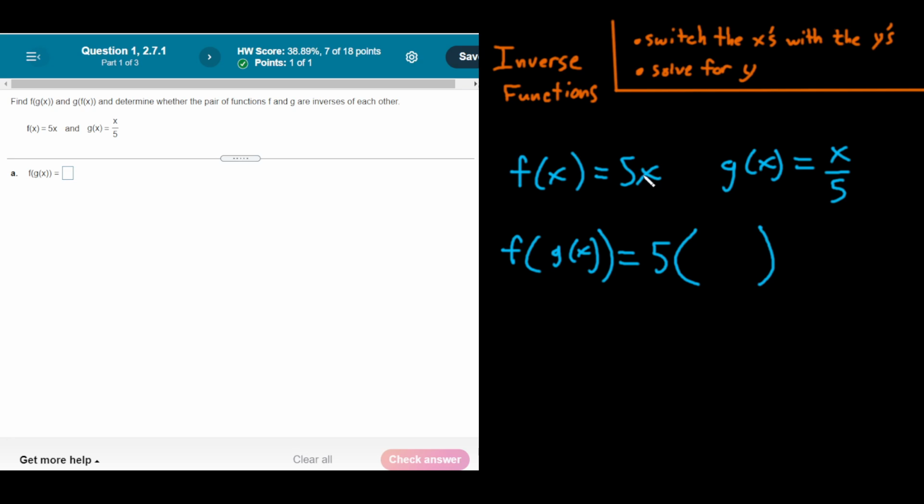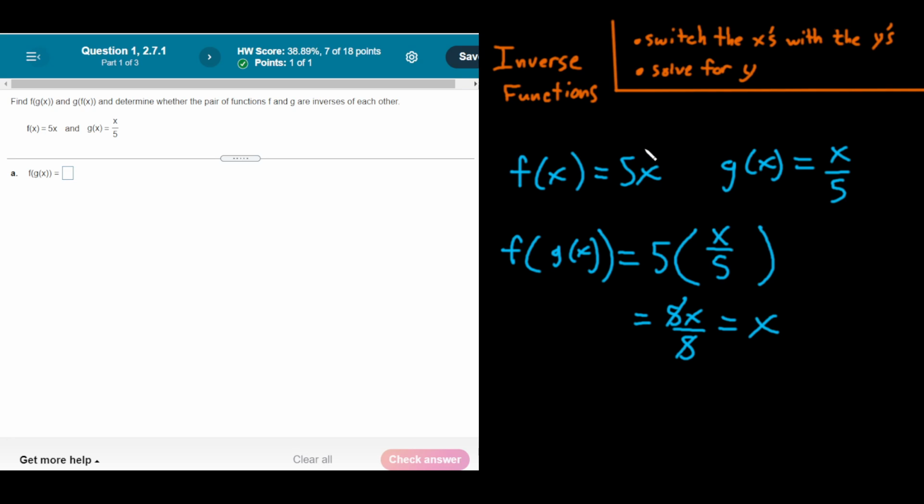So remember, here's my x, and I want to put a parentheses there and leave it blank so I can just plug something in there. And we're going to put the g of x function right in there. Just plug it right in. So now what do we have? We have 5 times x over 5. You can cancel right now if you like, but let's go ahead and write it out. You have a whole number times a fraction that's going to be 5x divided by 5. And the 5's cancel, and you're left with x. Now, because you have an x, we know that these are inverses of each other.